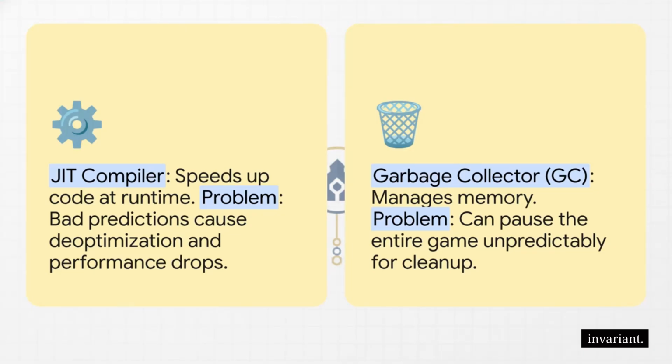It's a huge paradox. The things that make Java amazing for enterprise applications are the very things that make it a nightmare for a real-time game server. You've got the JIT, or just-in-time compiler, which is supposed to speed up your code, but if it makes a bad prediction, it can cause a de-optimization, a huge performance drop. And then there's the infamous garbage collector. It's great that it manages memory for you, but it can decide to pause your entire application at any time to clean house, which for players just looks like a massive random lag spike.